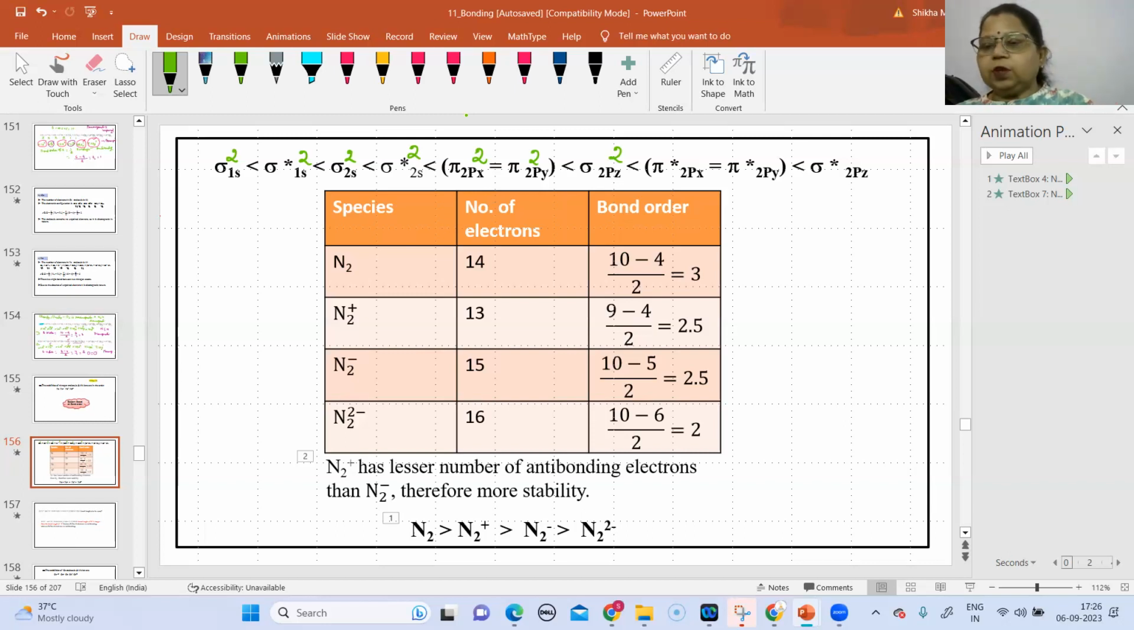And you remember the formula for finding the bond order. That was number of bonding electrons minus number of anti-bonding electrons, divided by 2, right? So the bond order in this case is coming to 3. For N2 plus 1, there will be 13 electrons, because plus 1 means it has lost 1 electron, right? So the bond order will be 9 minus 4, divided by 2, and that will be 2.5, right?